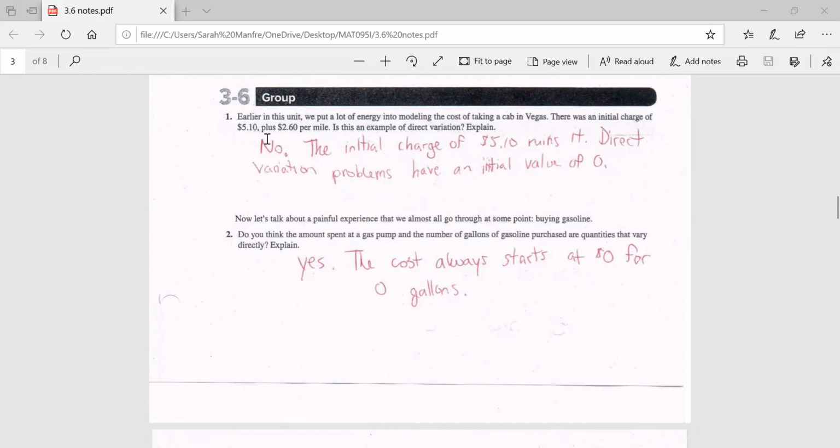Do you think the amount of money that you would spend at a gas pump and the number of gallons purchased would vary directly? Yes, because they're always going to start at $0. You get 0 gallons of gas, you pay $0. So yes, this is a direct variation.